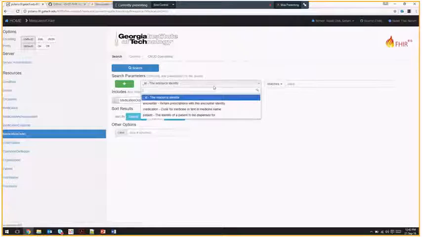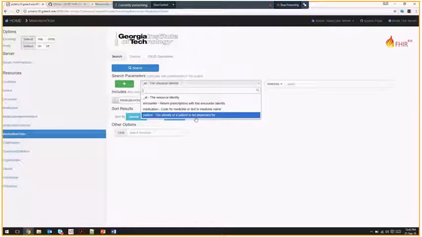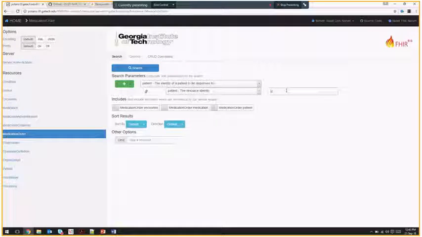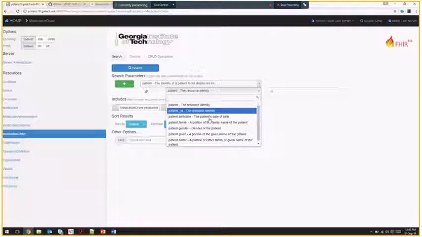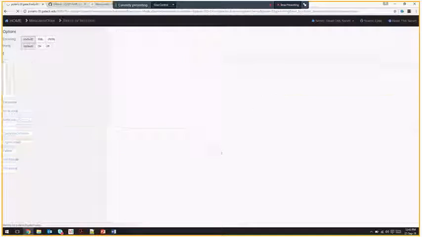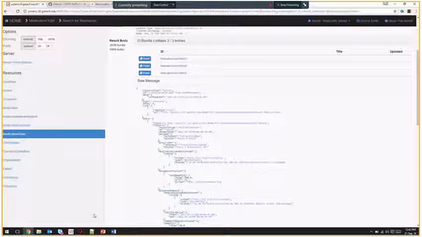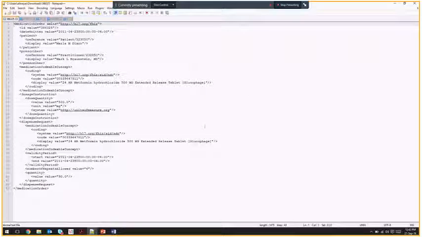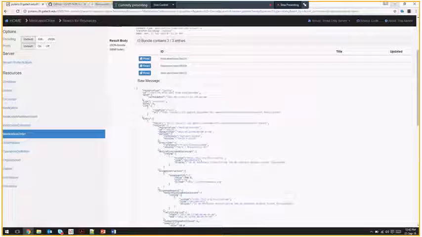Here as well we have different parameters. Searching for patient by the given family name, say Dixon. We get to know the medication orders prescribed for Marla Dixon. Here is one of the medications she was prescribed. She was prescribed 24-HR metformin hydrochloride. The other medication orders are as below.